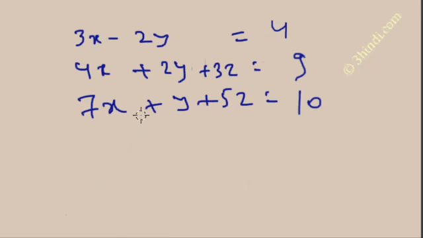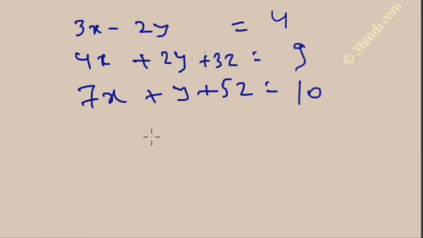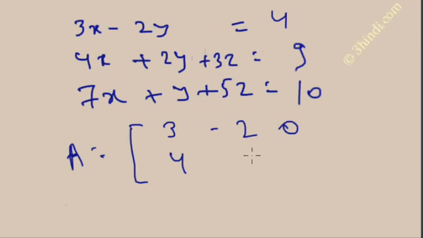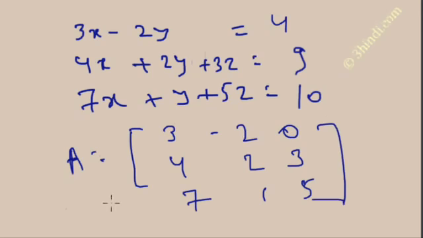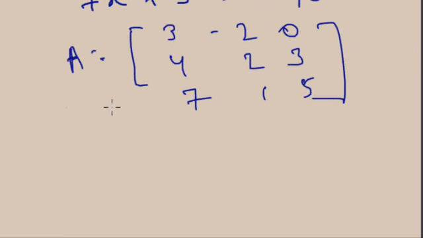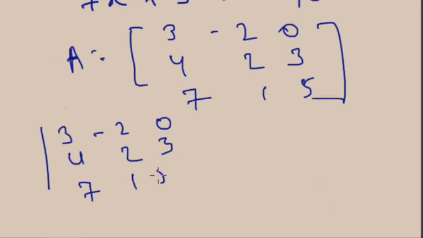To check the consistency, find the rank of A and K. So A is the matrix of coefficients: 3, minus 2, 0, 4, 2, 3 and 7, 1, 5. Find the rank of this matrix. How can you find it? You just find the determinant value. 3 minus 2, 0, 4, 2, 3, 7, 1, 5.